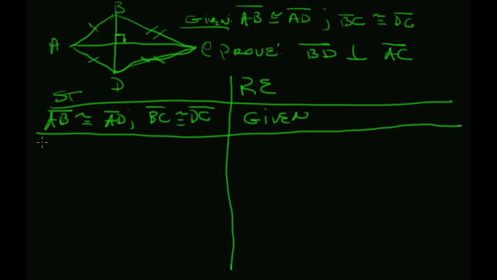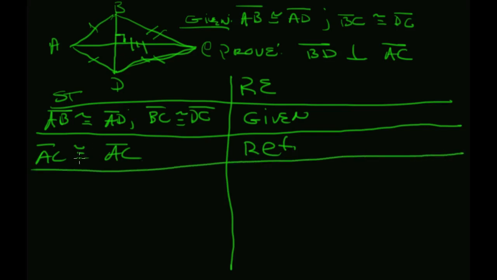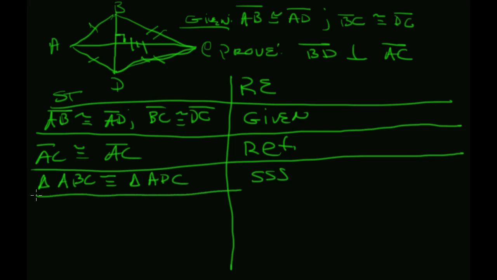The next thing I can say here is that AC is congruent to itself. That's by the reflexive property, which now shows me that the top triangle and the bottom triangle are congruent. So triangle ABC has to be congruent to triangle ADC, and that's by SSS. Now, why did we do that? Well, we did that so that we could start talking about some angles here.